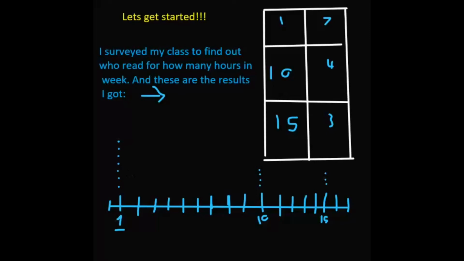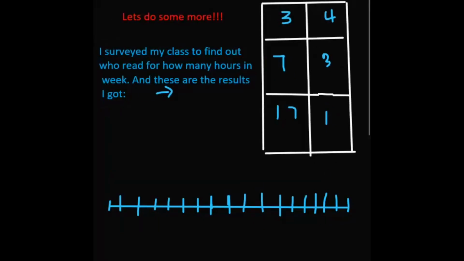So now let's move on to the next problem, or the next page. It's the same thing but with different numbers. So now we have to find 3. So 1, 2, 3. So now let's see how many people read for 3 hours. 4 people. We don't write down 4, we have to draw 4. So 1, 2, 3, 4. Now we have 7 and 3. So this is 3, 4, 5, 6, 7.